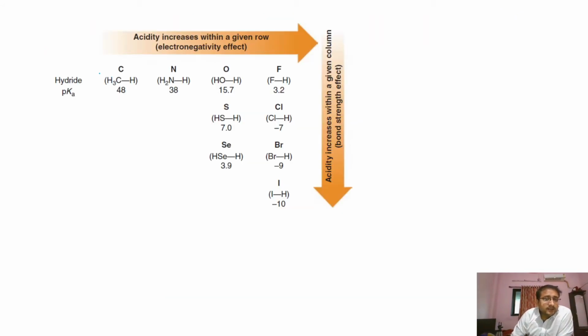You can see this is the example. If we go from left to right, as I have already discussed in my previous slide, the acidity increases because the electronegativity increases from carbon to fluorine. On the other hand, if we go from top to bottom, from fluorine or hydrofluoric acid to hydrogen iodide, the bond becomes weaker as we go from top to bottom. So that's why the acidity also increases. Why this bond becomes weaker, I have discussed in my earlier slides.